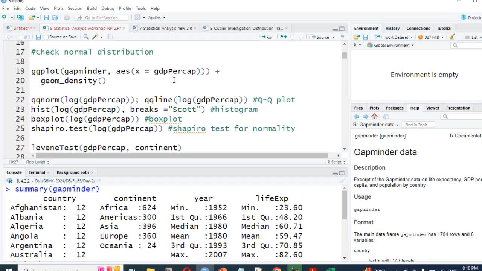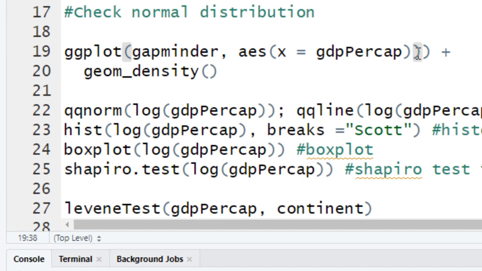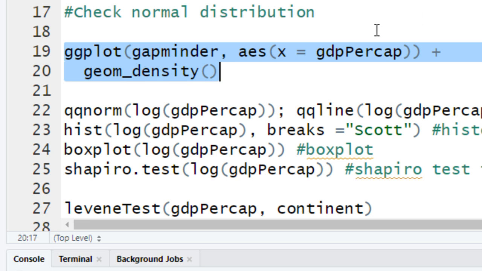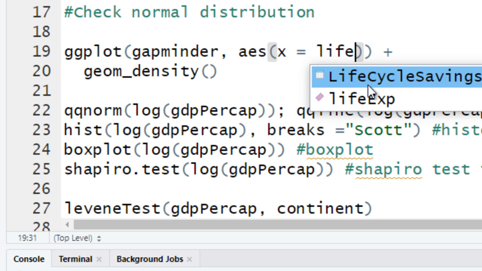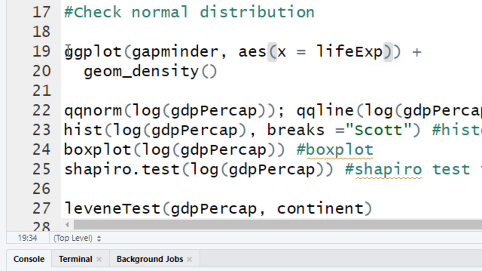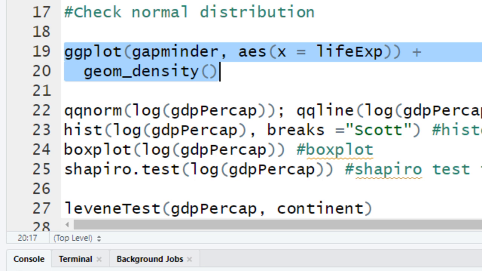Okay, so let's plot ggplot first for GDP per capita. So this is what we got. All right, so you want to check also life expectancy. I try to plot a density plot for both of them. Okay, this is what we got.